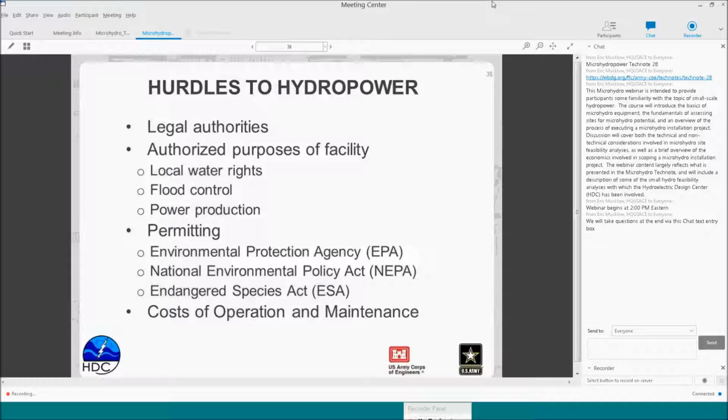Similarly, the environmental and endangered species considerations are a good reason to be sure environmental engineers are involved early in the discussions of microhydro feasibility for a given site.